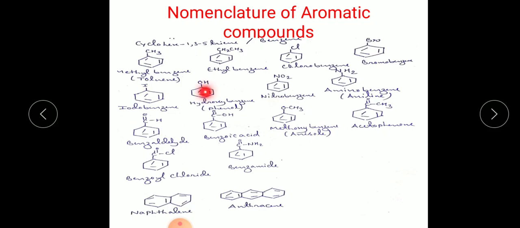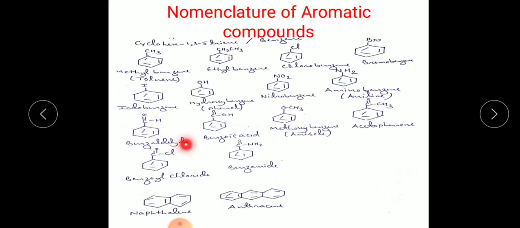And if you have OH, hydroxy, then we call it hydroxybenzene, or commonly we call this compound phenol. NO2, nitrobenzene; NH2, aminobenzene, or we call it aniline. If you have an aldehyde functional group, then we call it benzaldehyde. If you have acid, COOH, then we call it benzoic acid. If you have OCH3, that is methoxy, then we call it methoxybenzene, or anisole. This we call acetophenone, having a ketone functional group. This is benzoyl chloride, COCl.